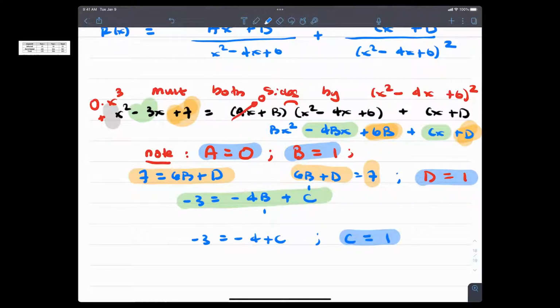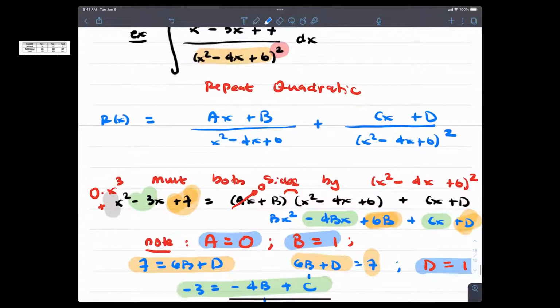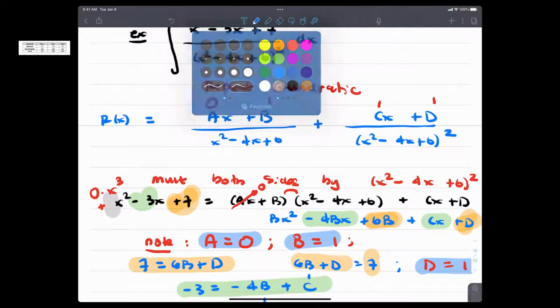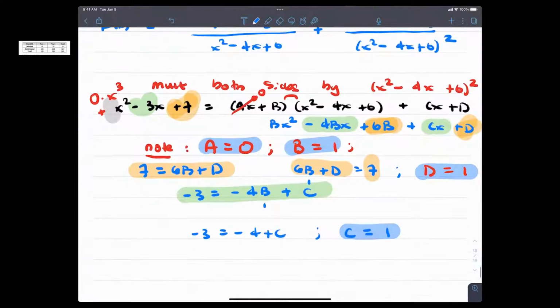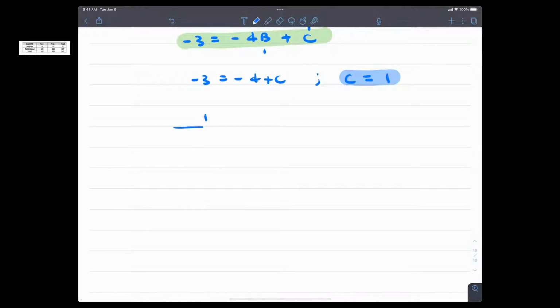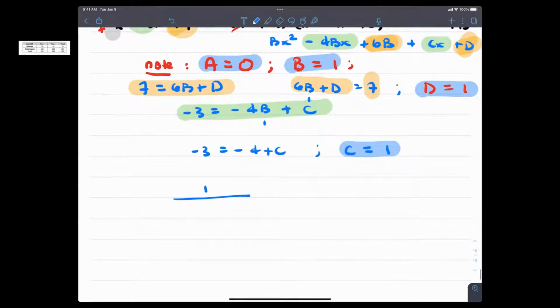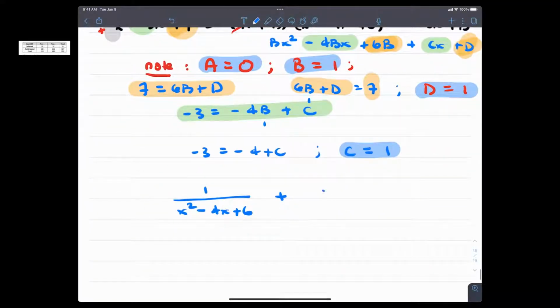A is 0, b is 1. A is 0 and everything else is 1. So if you go back and you said, what does that mean here? A is 0, 1, 1, 1. So what does that leave you with? 1 over x squared minus 4x plus 6 plus x plus 1 over what? x squared minus 4x plus 6.